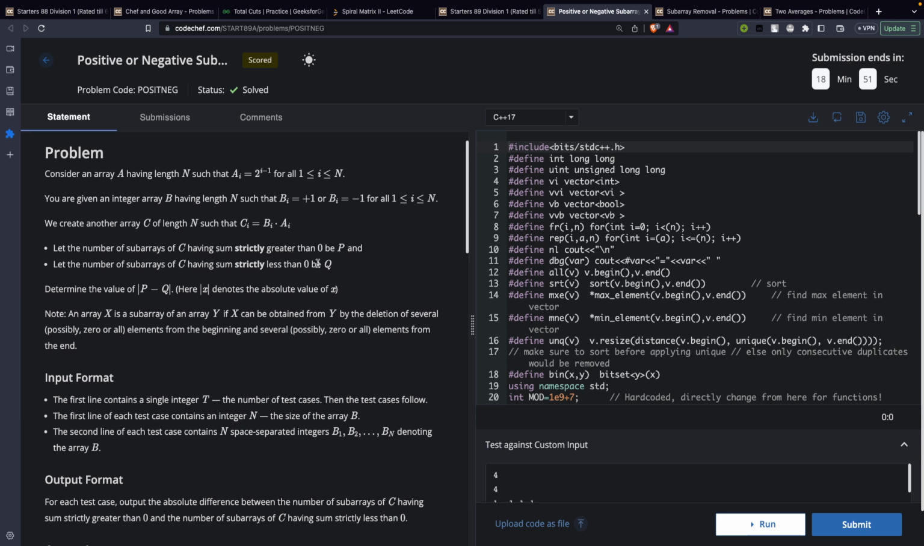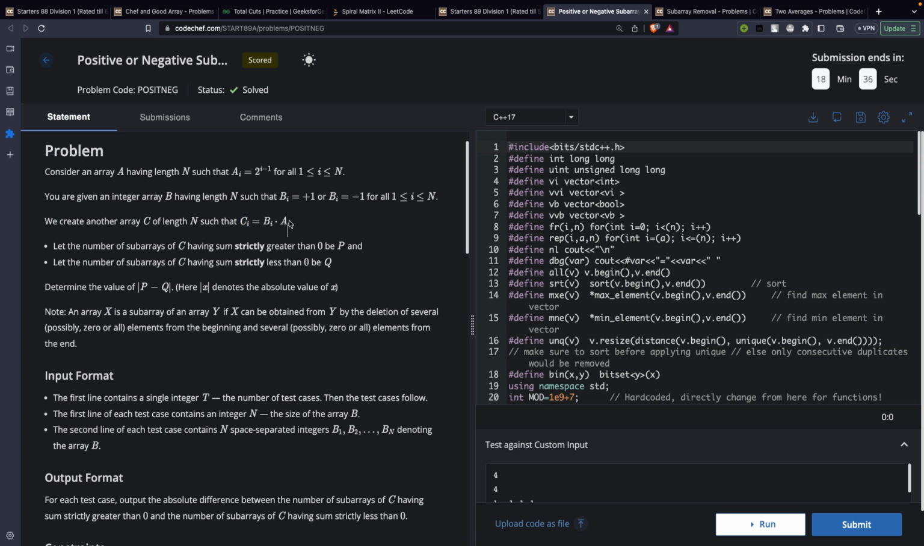Now it's pretty obvious that since we only have plus 1 and minus 1 over here, the final array that we are going to get is also going to be an array of powers of 2, some of whose elements, or all of whose elements, could be negative, right? So that is something we can understand right over here. Now we have to find the count of the subarrays which have a sum strictly greater than 0, which is P, and the count of the subarrays which have a sum strictly less than 0, which is Q. Then we have to print the absolute value of the difference of P and Q, right?